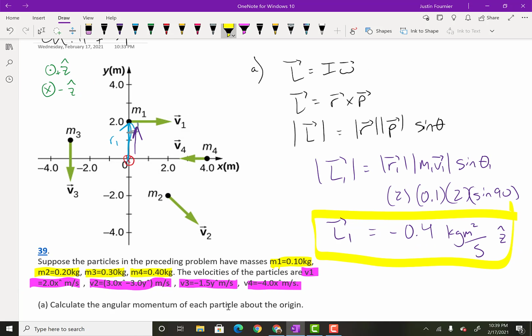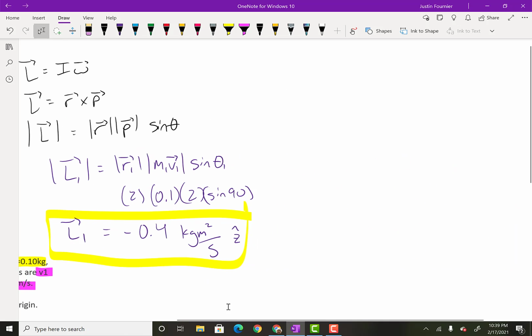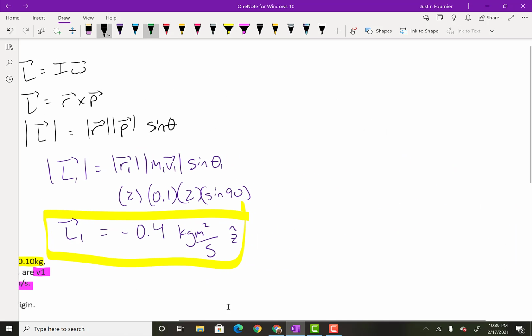For the angular momentum for 2, let's go ahead and do that, in a different color. We'll do L2. Again, it's going to be R2, the momentum 2, so it's M2 V2, and that's the magnitude of all that, times sine of theta 2.